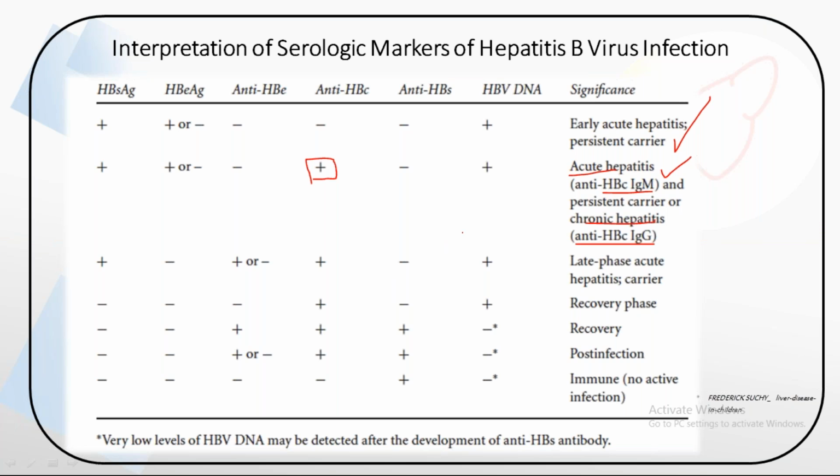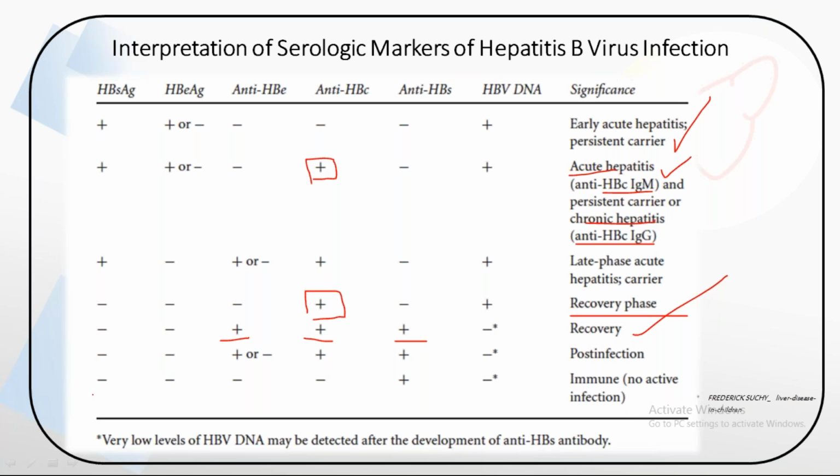And the most important, the recovery phase: you can see when anti-HBs antibodies are there, these are actually protective. So such a patient is in the recovery phase. And when all three antibodies, anti-HBe, anti-HBc, and anti-HBs, are there, but negative for the virus, negative for the antigens, that means the patient has recovered.